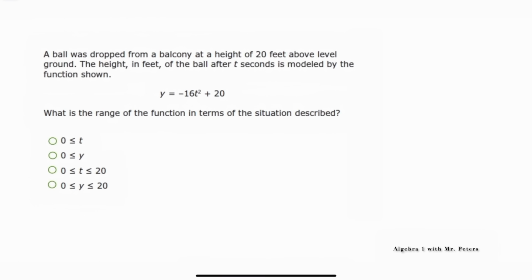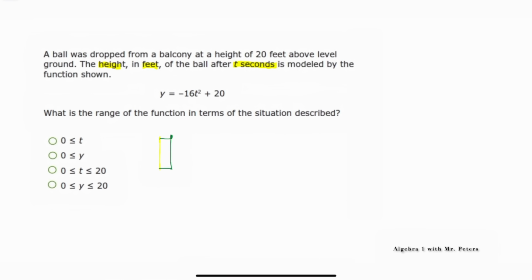So problem number 18, they want us to determine the range of the function. And there's just a few things we need to understand to make this an easy problem. Number one, t represents the time in seconds. That's the x variable. And y is going to be the height in feet. They told us that the ball is on a balcony, right? So let's just say we draw a little balcony right here.